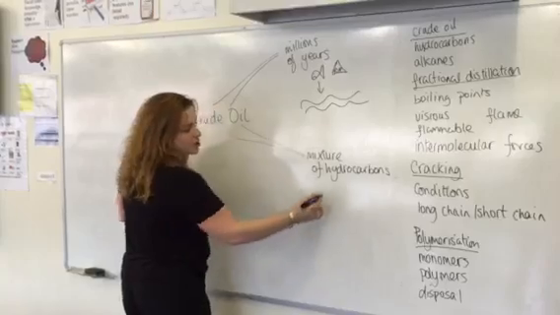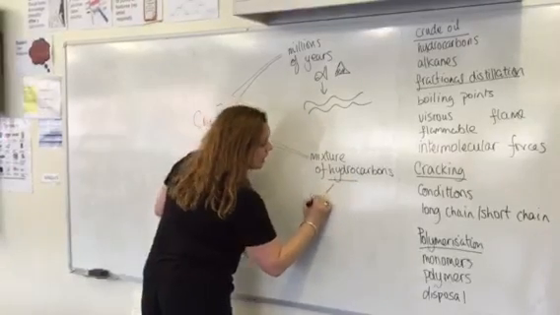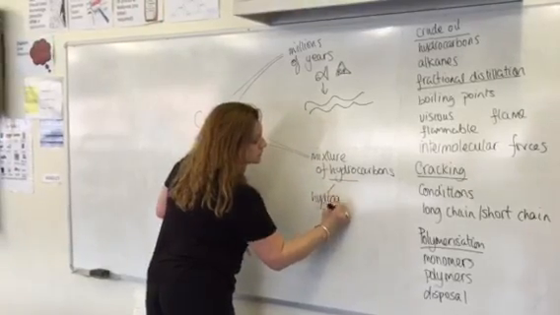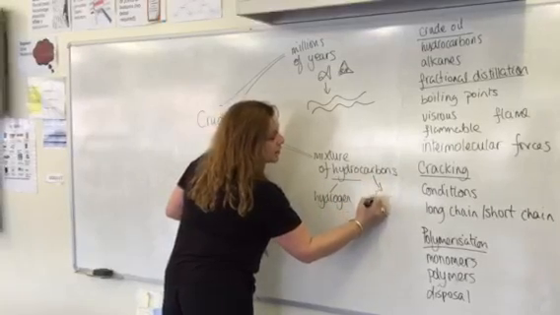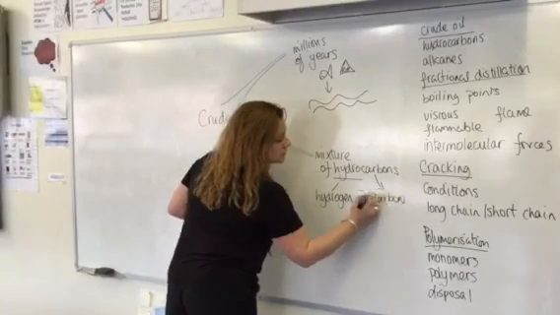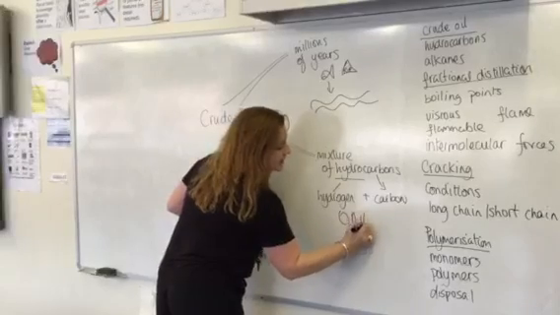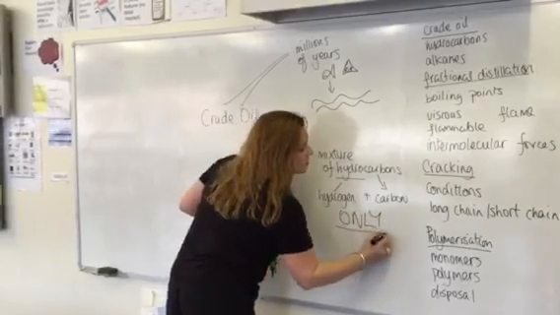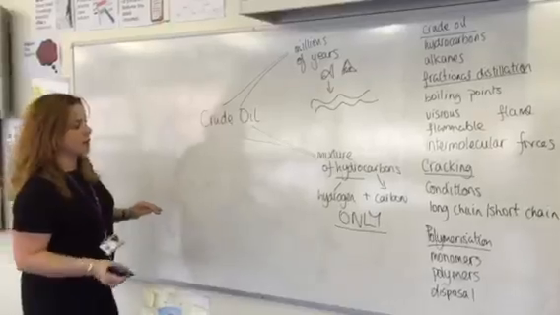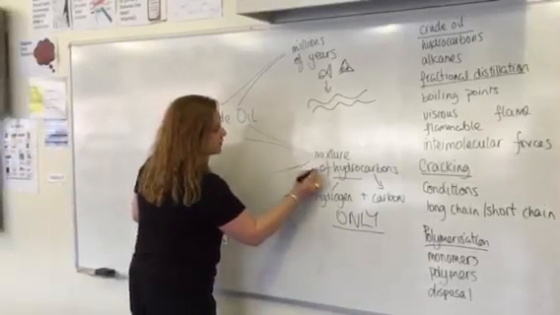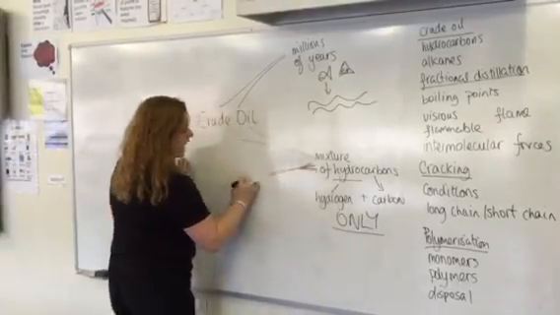Hydrocarbons, common question, are made up of hydrogen and carbon only, and that's the key thing. You must say that it's only hydrogen and carbon. Now these mixtures of hydrocarbons are called alkanes.